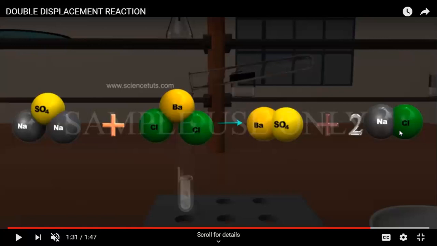The second most important thing to keep in mind is that when you form the compounds, you have to be sure about the valency of the element. So BaSO4 and NaCl are formed. What is the color of BaSO4? It's white. Initially it was colorless, and then it forms a white precipitate of BaSO4, and NaCl is present in the solution itself. I hope it is clear to you how to proceed with the double displacement reaction.